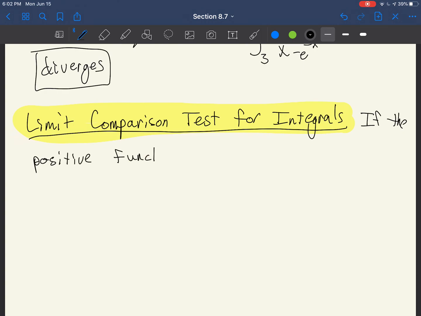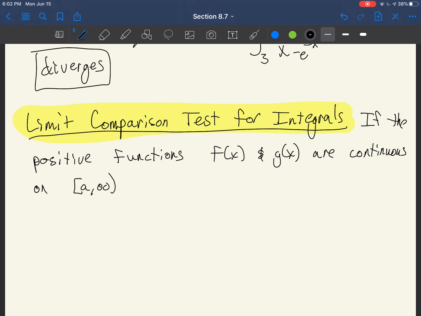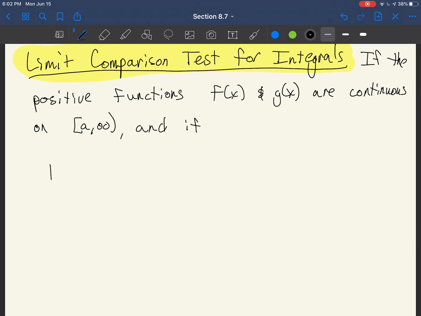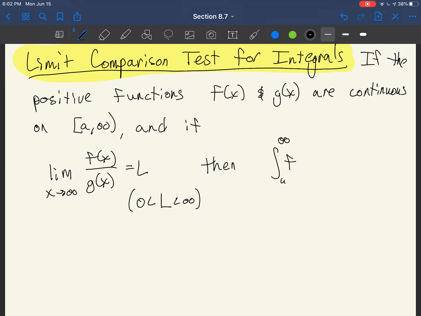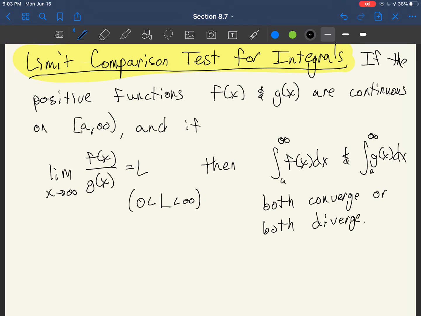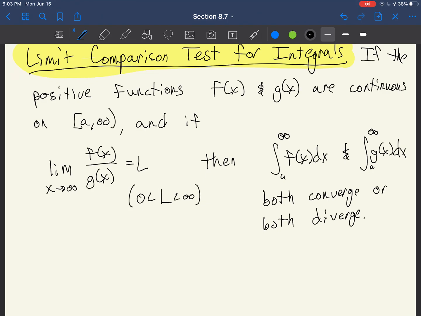So the limit comparison test says if the positive functions, so notice we must have positive functions here, f of x and g of x, are continuous on a to infinity, and if the limit as x goes to infinity of f of x over g of x equals L, where L is positive and not infinite, then the integral from a to infinity of f of x dx and the integral from a to infinity of g of x dx both converge or they both diverge. So whatever one does, the other must do also.